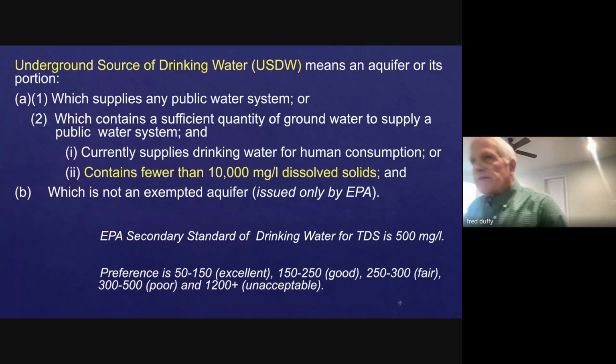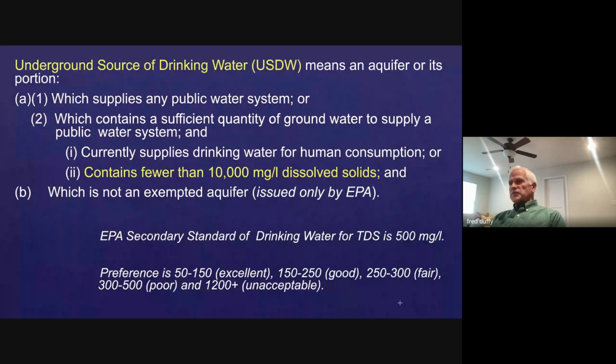Okay, here we're going to look at the definition of an underground source of drinking water. There are several items there, but for practicality purposes, we'll just zero in on what's highlighted: an underground source of drinking water contains less than 10,000 milligrams per liter of dissolved solids, or TDS. That number, 10,000, how does that relate? A little later at the bottom of the slide, the EPA secondary standard for drinking water for TDS is 500 milligrams per liter. So you can see that 500 is a number much less than 10,000.